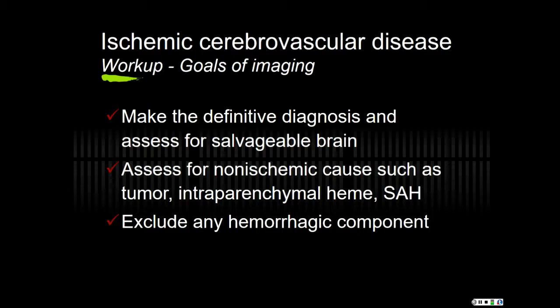Assess for non-ischemic cause such as tumor, intraparenchymal hemorrhage, and subarachnoid hemorrhage. That's why you're ordering the images, right? That's what you want me to be able to tell you. And you also want me to help you exclude any hemorrhagic component. You would not give TPA to a patient that is having a hemorrhagic stroke or has a hemorrhagic metastasis, for instance, right?